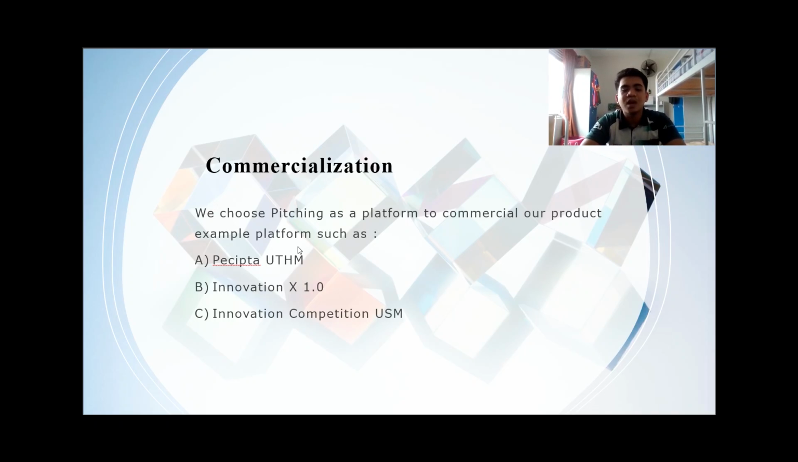Okay, we have many platforms to commercialize the product. For example, Pencipta UTHM. Pencipta UTHM was held last year, so I think this year it will be in June. The second one is innovation competition USM. The third one is Innovation as 1.0, which was held at UiTM. So that's for the commercialization.